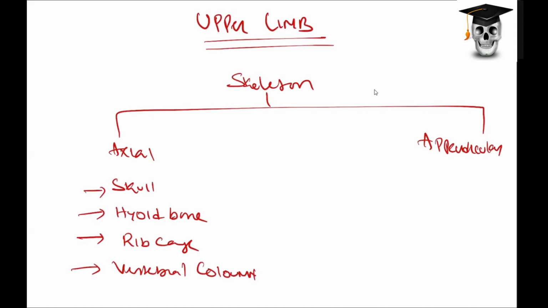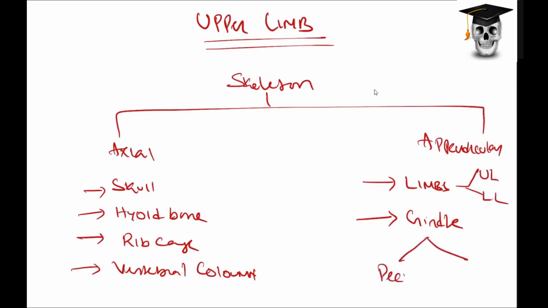So the appendicular skeleton, we said, is made up of limbs. When I say limbs, it is both upper and lower limb, and girdles. So girdle, both upper limb girdle and lower limb girdle, right? For the upper limb girdle, you have the pectoral girdle, also called the shoulder girdle. For the lower limb you have the pelvic girdle, also called the hip girdle.